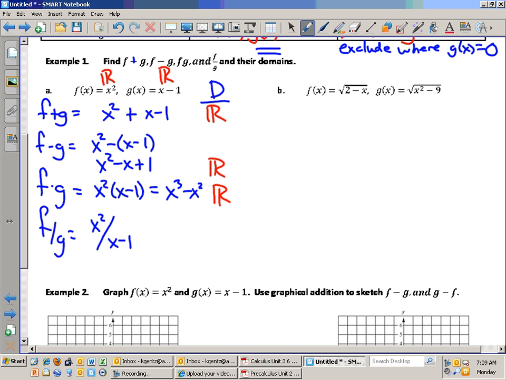But here's the problem. On the bottom, for this very last one, what number cannot be in the denominator? You can't have 1. So you would have x cannot equal 1 for your domain. Everything else would satisfy. So that's pretty much it. Not too big of a deal. So let's try a couple others a little bit more difficult. Let's try B.